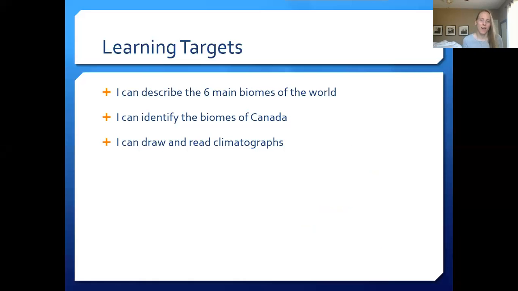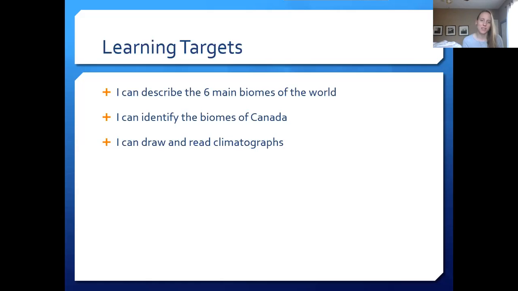So biomes are probably something that you have learned about before. There are a bunch of different ways to describe biomes. Scientists aren't in total disagreement about how many biomes even exist in the world. We're going to be going over the 6 that are widely agreed upon, but depending on what source you're looking at, you might see some other biomes as well. And then we're also going to talk about which of these 6 biomes exist in Canada, and then at the end, draw and read climatographs.